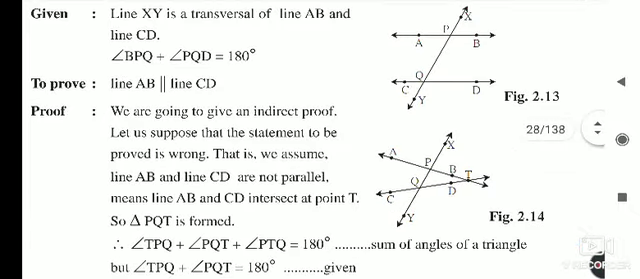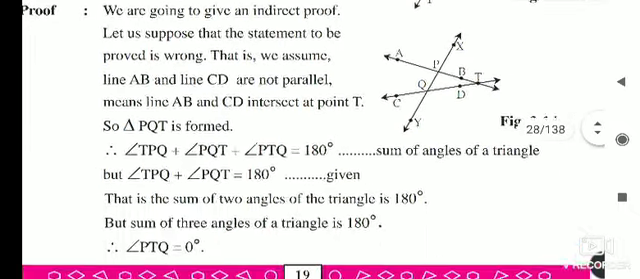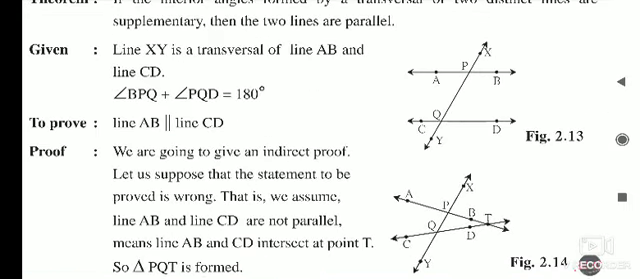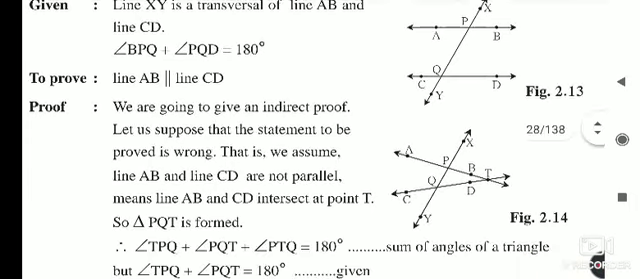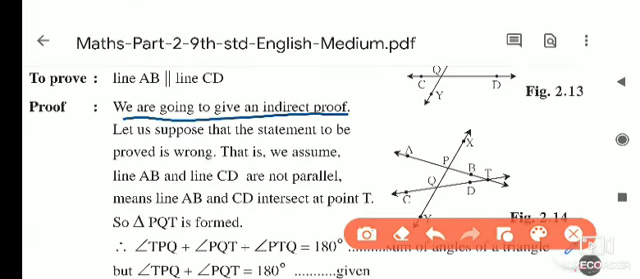Now actually they are parallel to each other, but we have to take, it is an indirect proof, that AB is not parallel to CD. So here we are going to give the indirect proof. As I told you, in an indirect proof whatever is the correct statement, we have to assume as wrong.